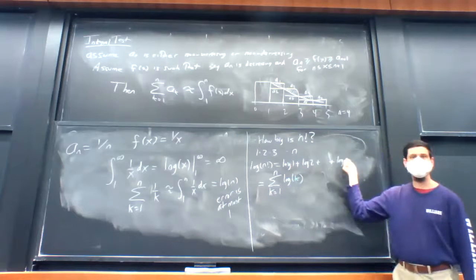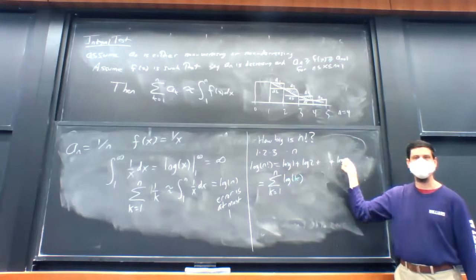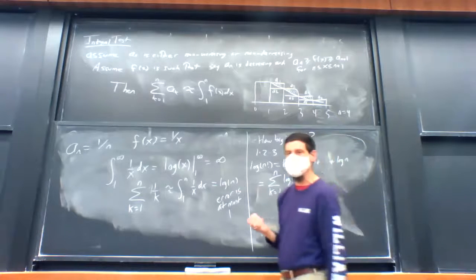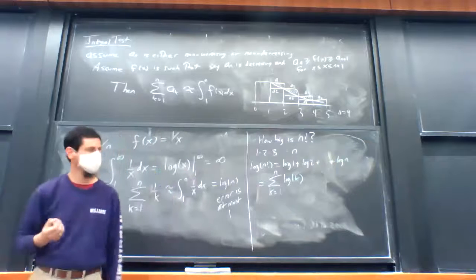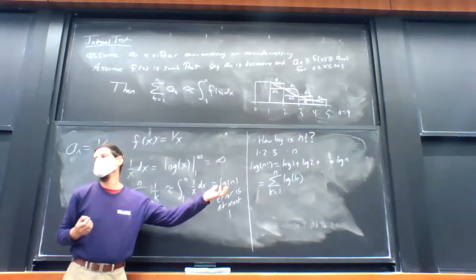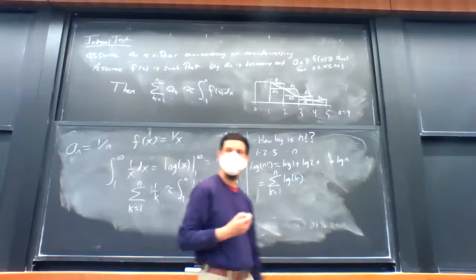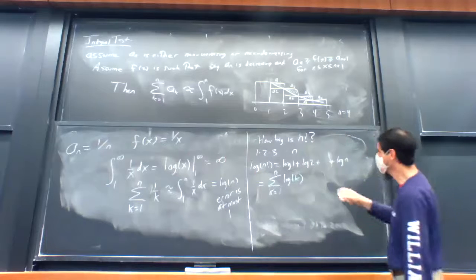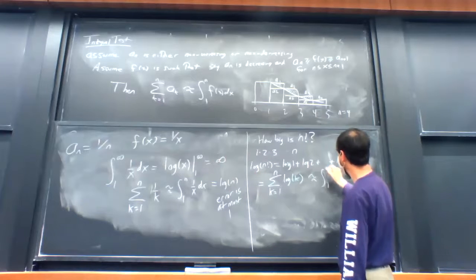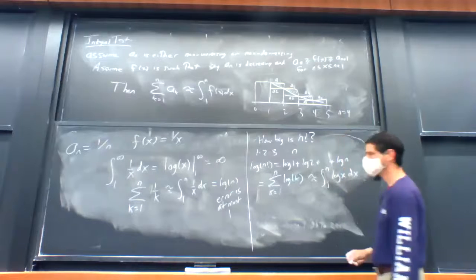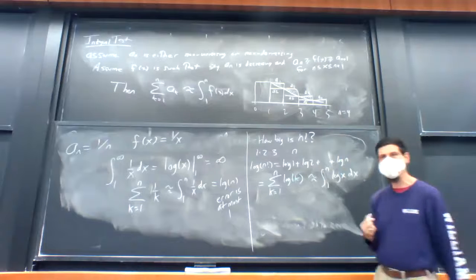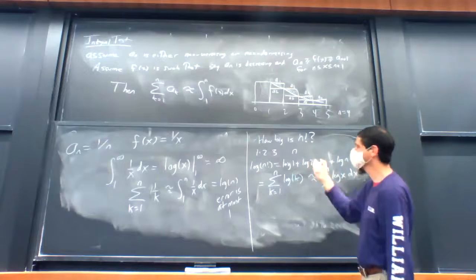Is this sequence non-decreasing or non-increasing? It's non-decreasing. And in fact, in this case, it's even strictly increasing. Can anybody give me a function that I could use here? What should my f of x be? Log of x. So this is approximately equal to the integral from 1 to n of the log of x dx. And so again, as a rule of thumb, you just replace n with x.